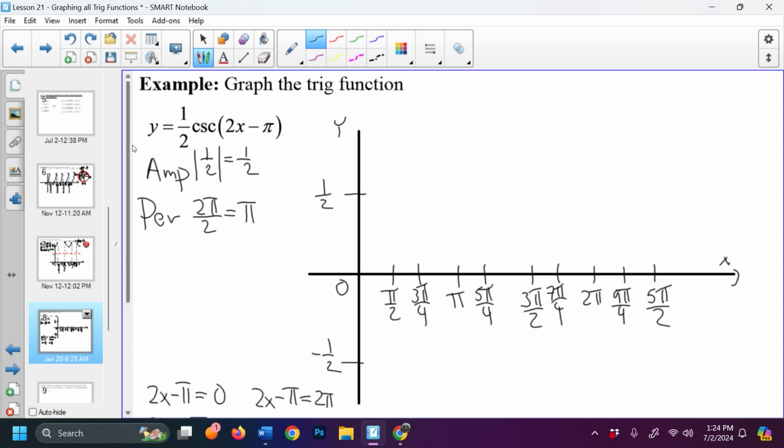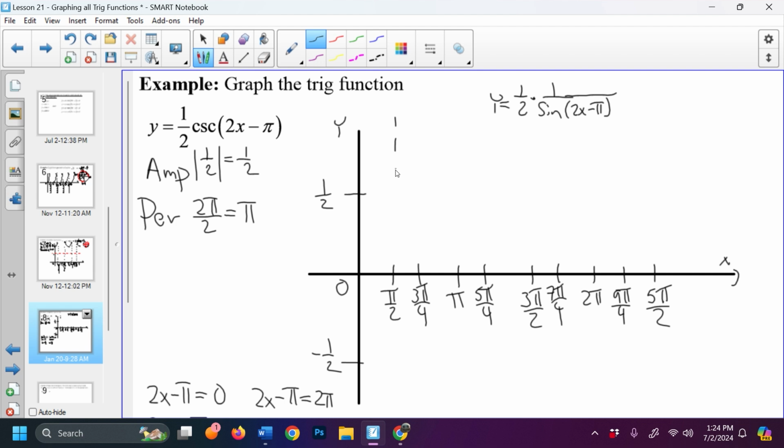So again, I'm going to come back up to this original equation, and I'm going to rewrite it here as y equals 1/2 times 1 over the sine of 2x minus pi, and we will use that as our expression that we'll plug these numbers along the x-axis into. So let's get started. Pi over 2 times 2 is pi, minus pi is 0. The sine of 0 is 0. So I have an undefined.